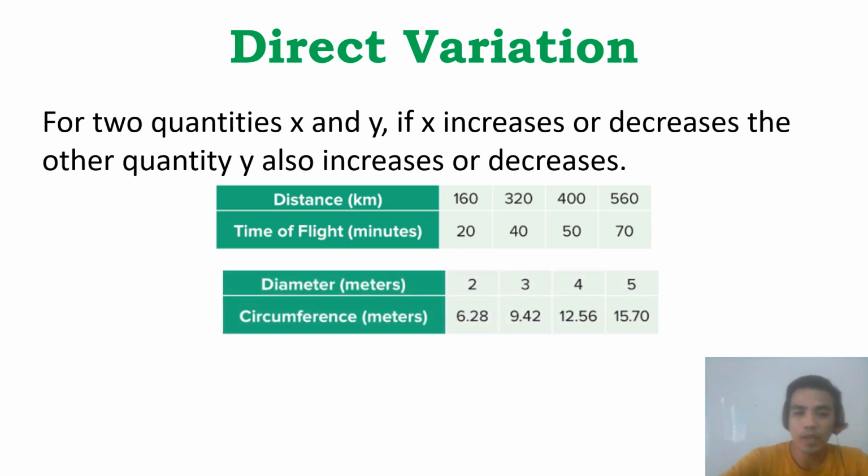Another example, we have the diameter and the circumference. Okay, we have 2 meter na diameter. We have 6.28 circumference. Kapag 3, we have 9.42. 4, 12.56. Kapag 5, 15.70. If you notice, lumalaki yung diameter, lumalaki rin yung circumference. So, this is direct variation.